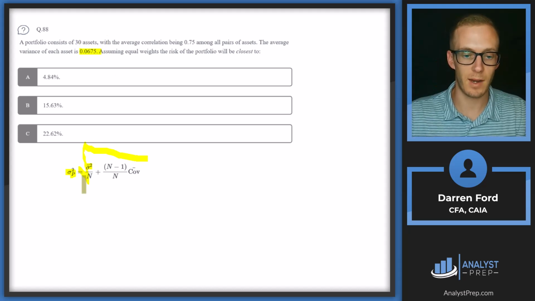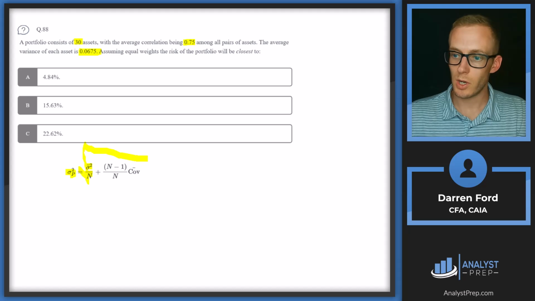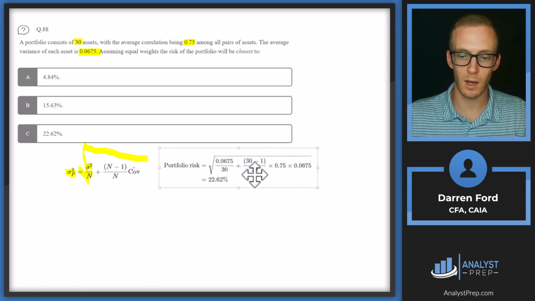And then we're going to be dividing that by n, which is 30. And then we're adding that to n minus 1, so 30 minus 1 divided by 30, and then multiplied by the covariance. In this case, we're not given covariance, but we can derive it from multiplying correlation by the average variance. So when we pull that in, those are all the numbers that we just walked through. And like I mentioned, we're going to take the square root of that at the end, and that gives us a value of 22.62%, which is going to line up right there with answer C.